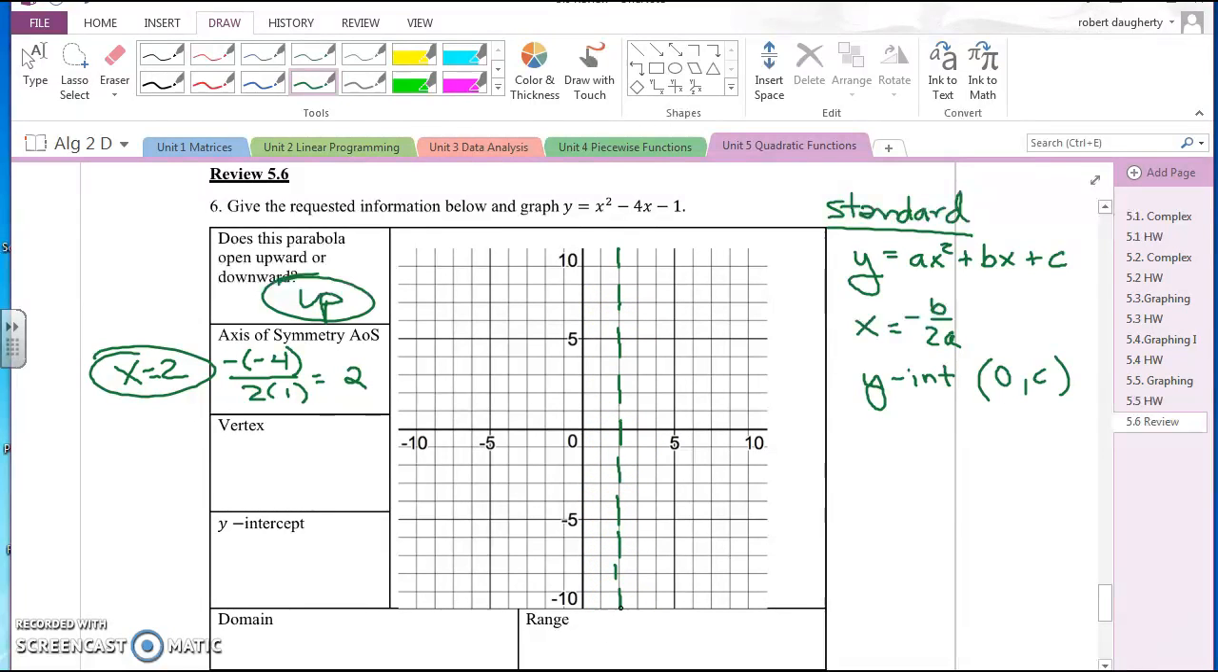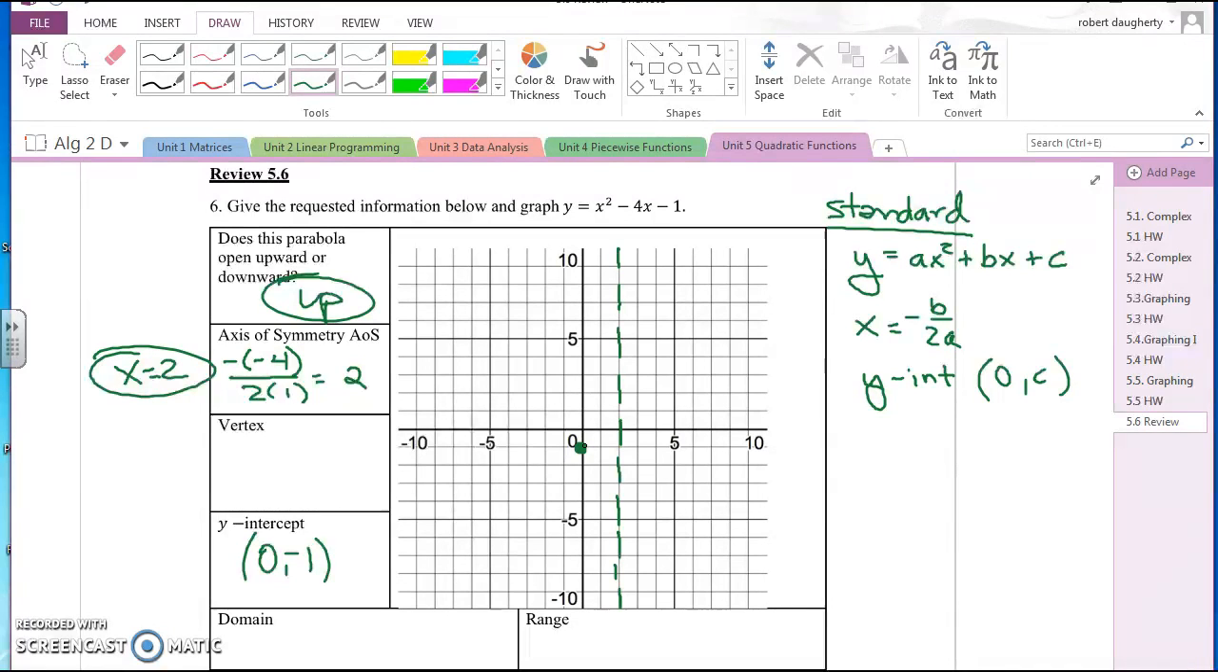Okay. The y-intercept is going to be the point 0, negative 1. So I know that that's the y-intercept. And so I already know that the vertex is going to have to be below the axis to make this work graphically. So let's just figure out the vertex. I know the x-coordinate of the vertex is 2.